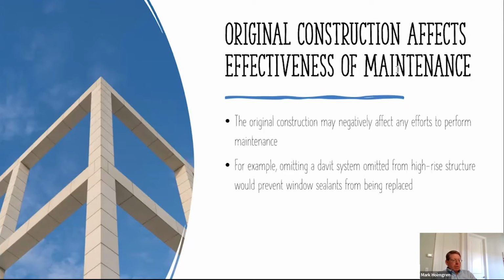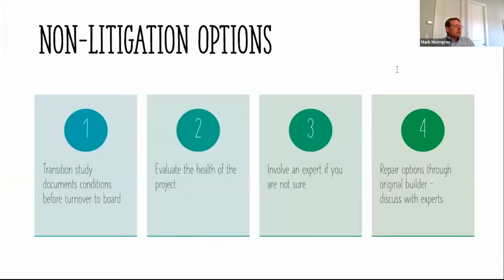So the omission of the davit system doesn't necessarily cost the association anything. It makes it a lot harder and more expensive, presumably, to wash the windows. But the difference in cost of doing things like maintaining window sealant is going to be astronomical for that association down the road. So while it doesn't cause damage, it's still something that you should think about as being a construction defect that should be addressed at the time of turnover.